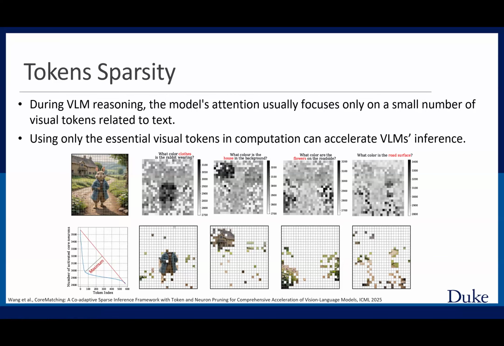It's a co-adaptive sparse inference framework that leverages token pruning technologies. And as you can see, as long as we can identify those most informative tokens, we are able to again have better performance efficiency while still preserving the accuracy.